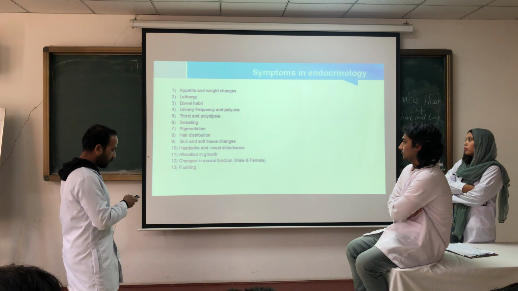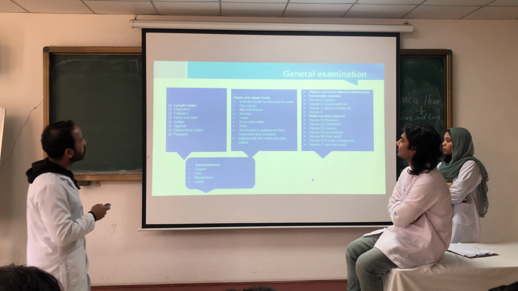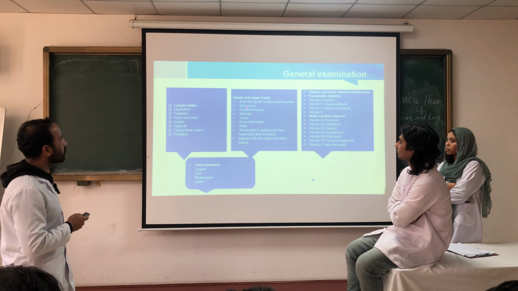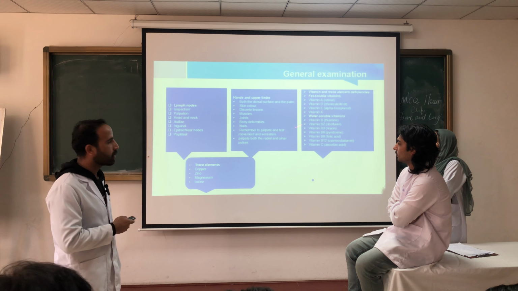Here are some hands and the upper limbs in which we have to see skin color, discrete lesions, muscles, joints, bony deformities, and so on.